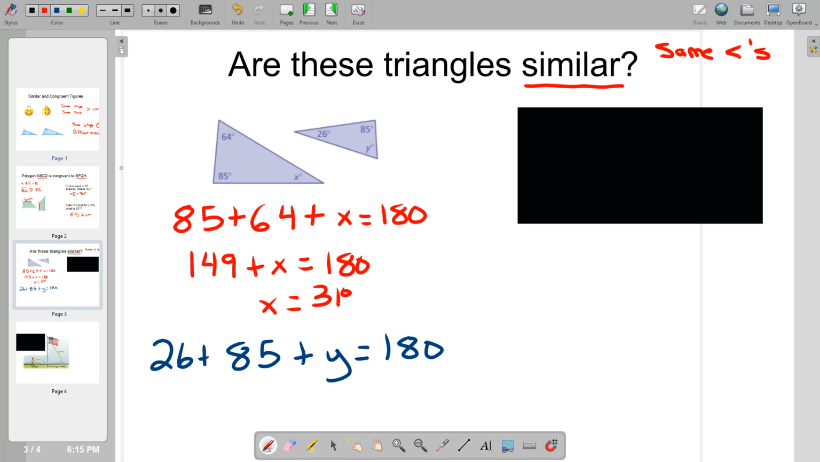Now, down at the bottom in blue, if we did 26 plus 85, we would get 111 plus y equals 180. And if we subtracted 111 from both sides, we would get y is equal to 69 degrees. So if this is equal to 69 degrees, and this is equal to 31 degrees, they have different angle measures. Therefore, these are not similar.